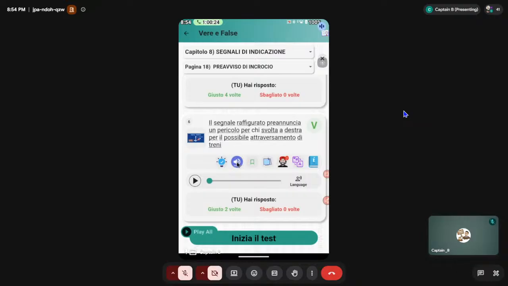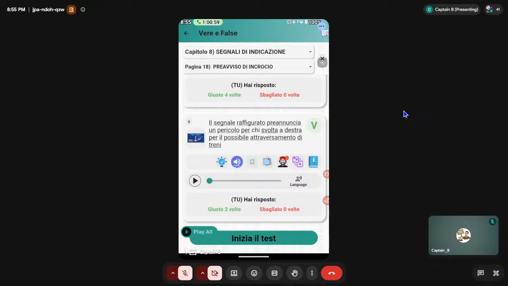Number 6. Il segnale raffigurato preannuncia un pericolo per chi svolta a destra per il possibile attraversamento di treni. If you look carefully, you will see that there is a sign of danger at the Passaggio a Livello, which is the train track sign. And that sign is a sign of danger because it's a red sign, a sign of pericolo. The sign is announcing, warning you of a danger, per chi, for who?